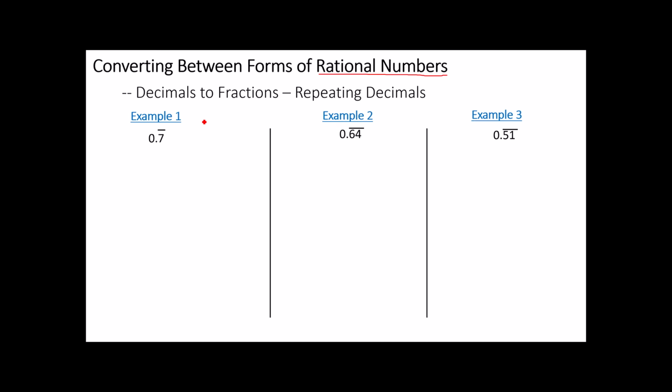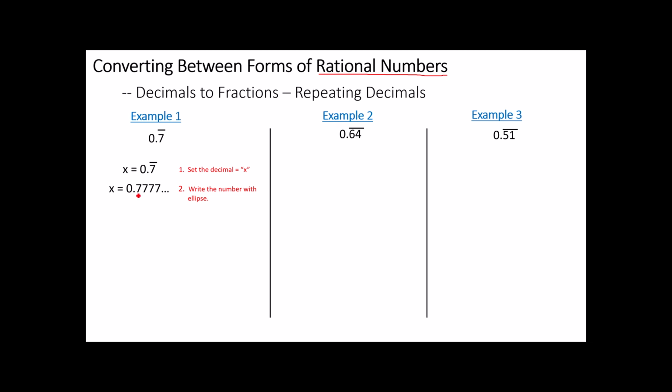Let me walk through this with you. The first thing we're going to want to do is take the repeating decimal and set it equal to x. There's my repeating bar. Now, I can't do a whole lot with this as long as it's in that repeating bar form. So I'm going to go ahead and write the number using the ellipsis.